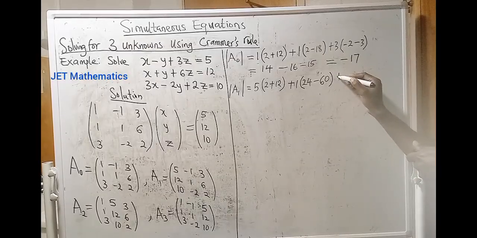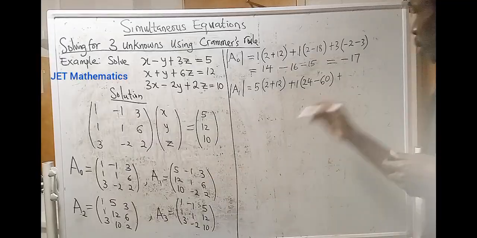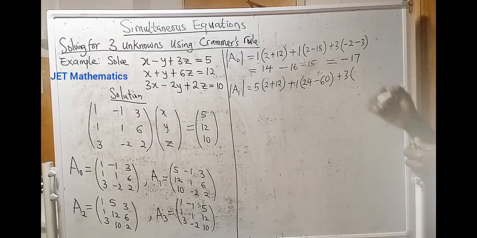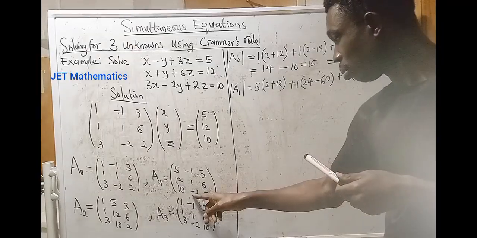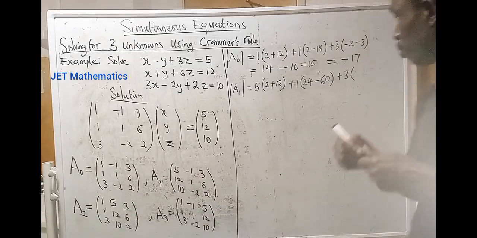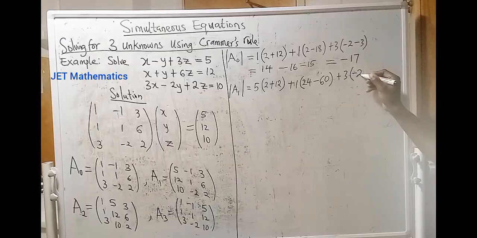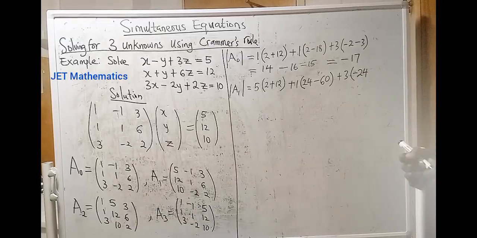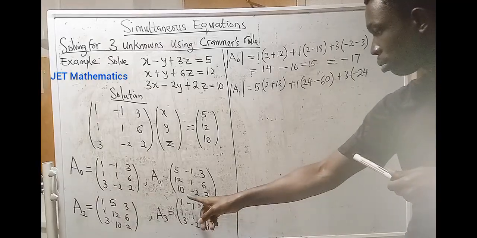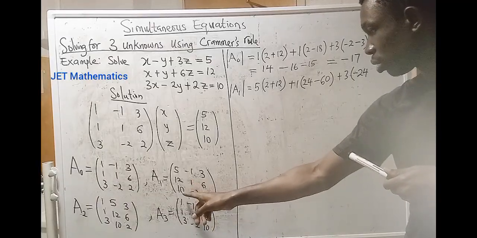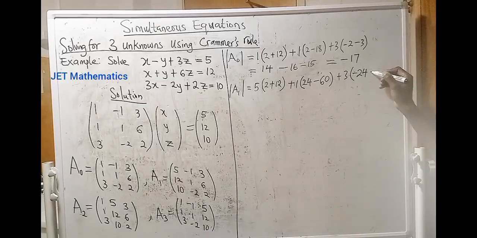Then we have plus, we have 3 into minus 2 times 12, minus 24, and then 10 times 1, minus 10.